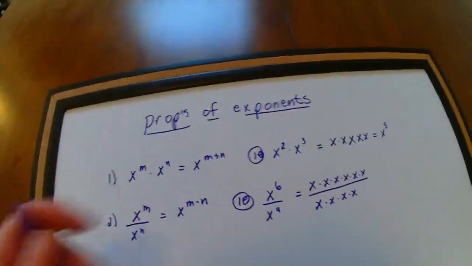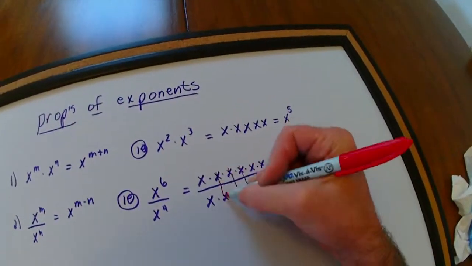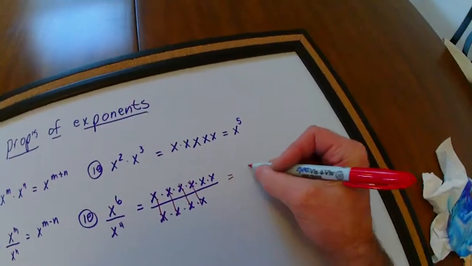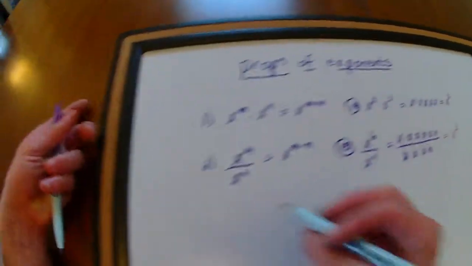Then what you can see is you can cancel 4 of the x's on top and 4 of the x's on the bottom, and you're left with x squared. And this is obtained by subtracting 6 and 4.